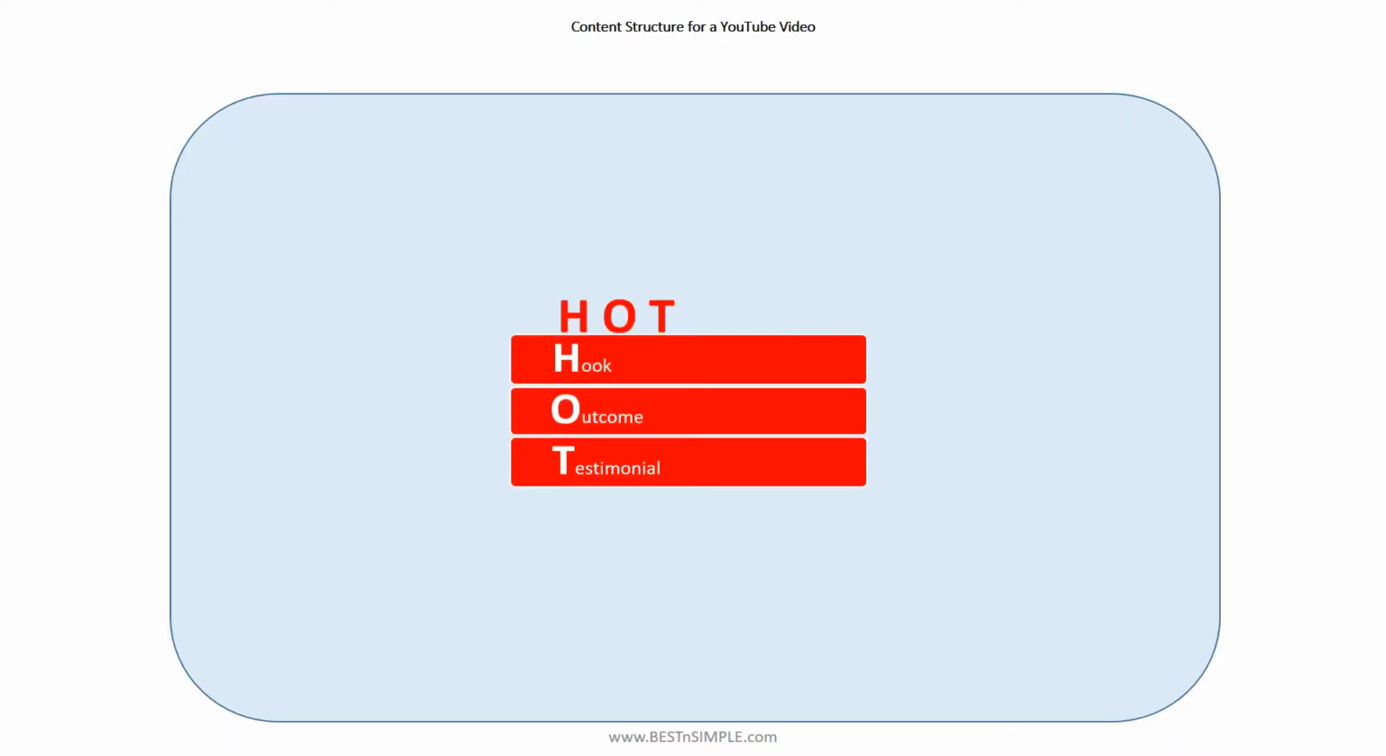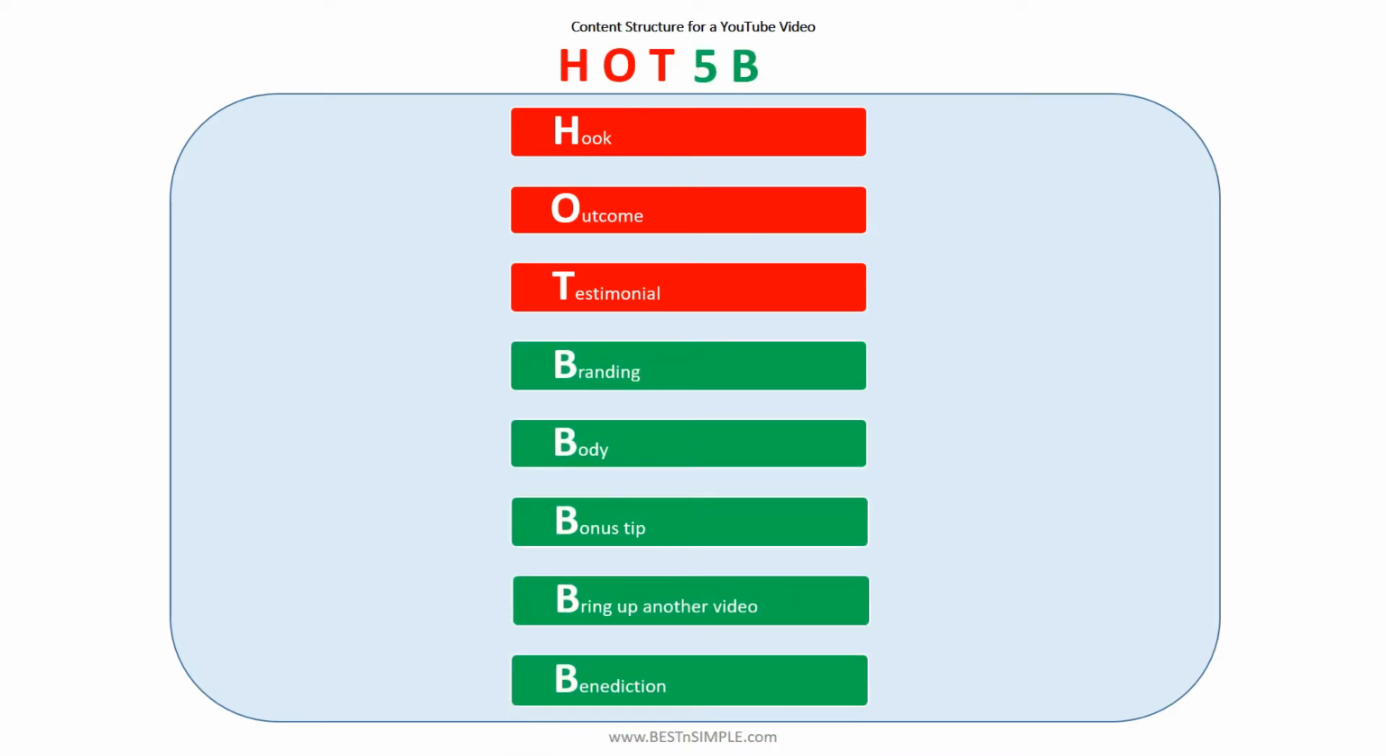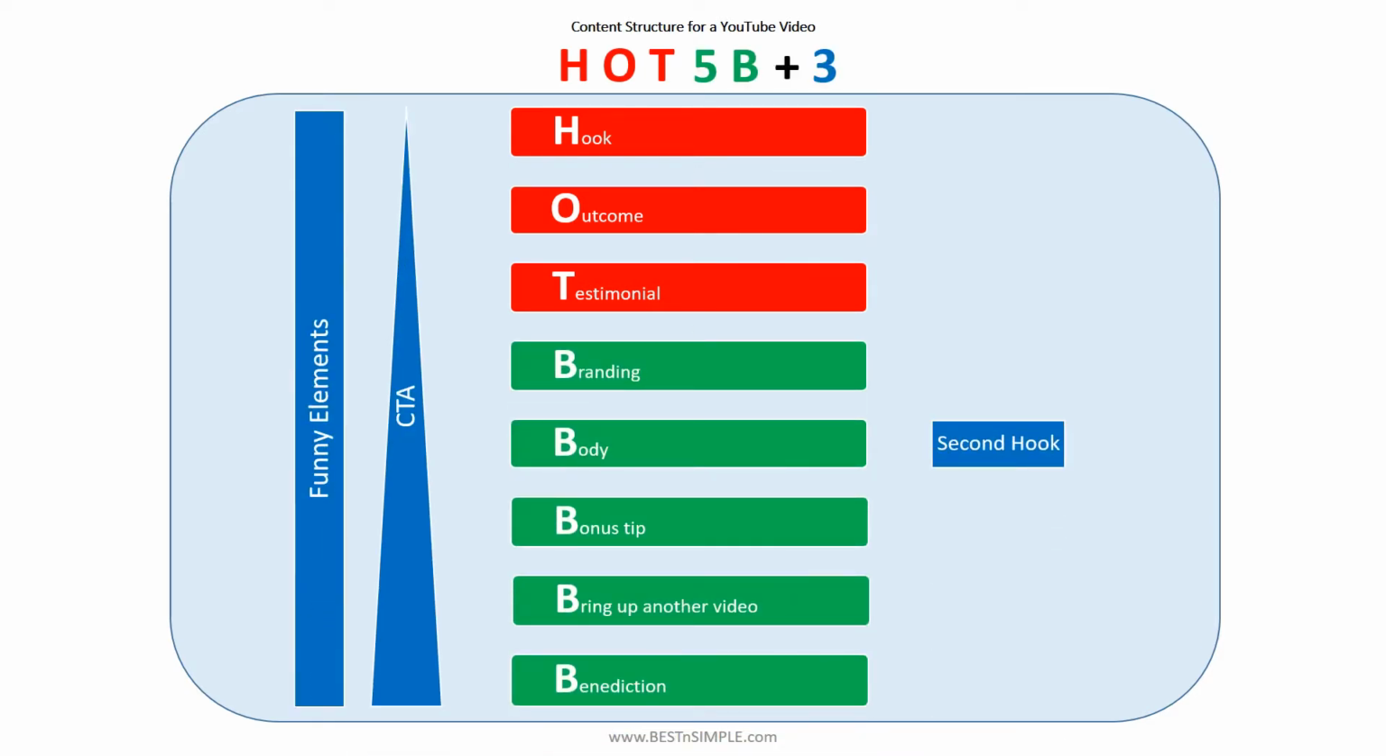Without further ado, let me tell you what is the best content structure for a YouTube video that gets you views. To simplify that and make it more memorable, I abbreviated this content structure to HOT5B+3, so you can remember it when you're creating your next video. This structure has 11 sections: hook, outcome, testimonial, branding, body, bonus, bring up another video, benediction, call to action, second hook, and funny element.